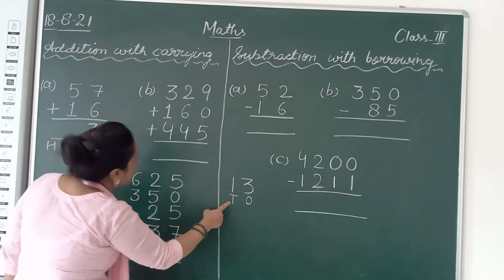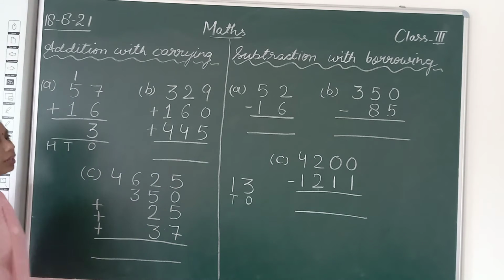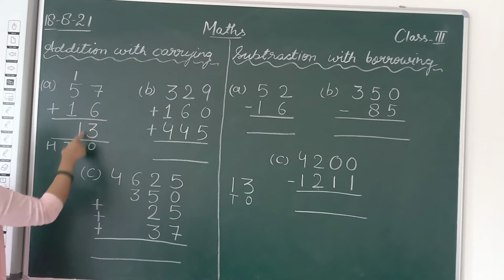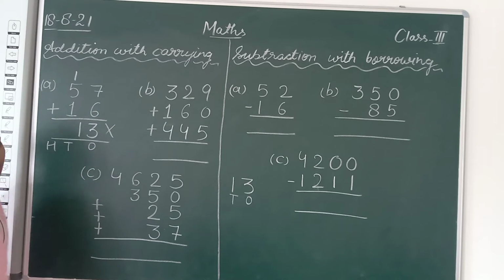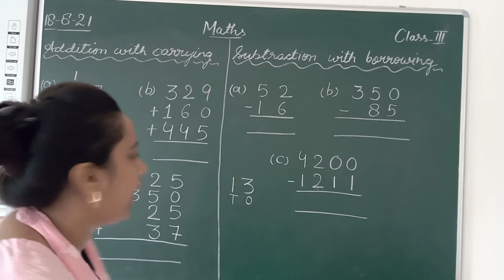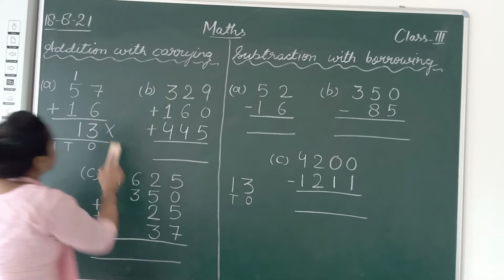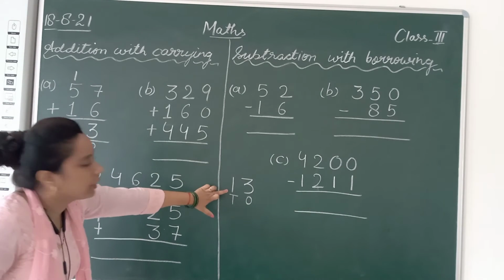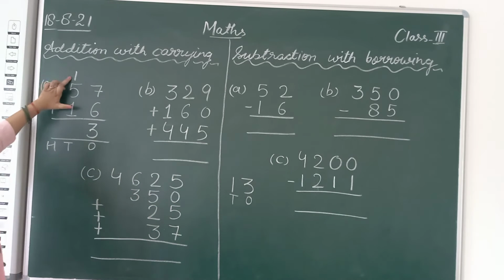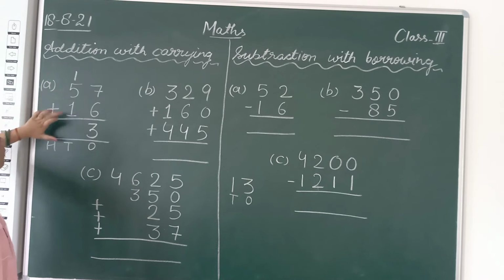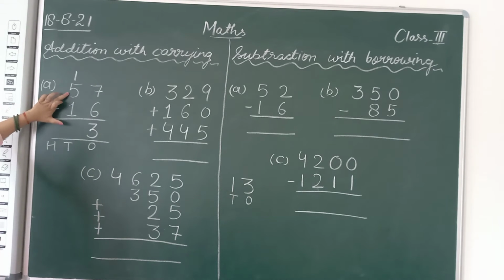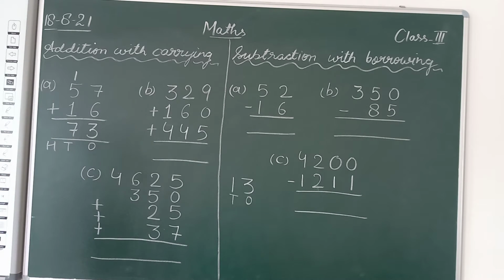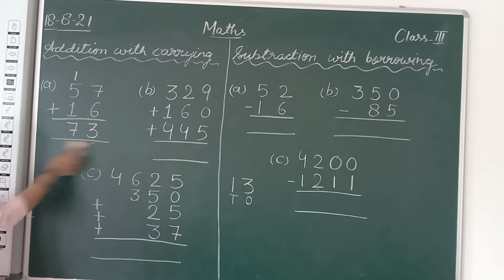Now this 1 of the tens place will go to the tens column. We will not write it like 7 plus 6, 13. That will be wrong. So the correct way is to write the ones place digit at the ones place, and the tens place digit will go to the tens place column. Now we add this 1 and 5, 6, and 6 and 1, 7. So the sum is 73.